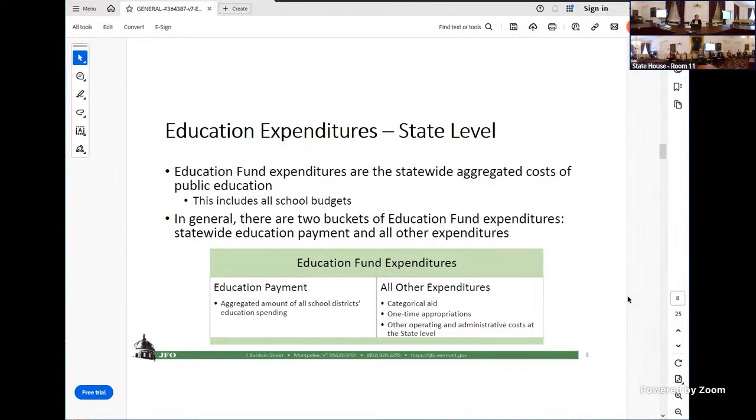And so again, we can think of the Ed Fund sort of in two buckets. We can think of the first bucket as the education payment. And this is literally the sum of all of the education spending that we just spoke about. Sum of all school districts' education spending. And then we have all other expenditures coming out of the ed fund. So these are those categorical aid programs we were talking about, one-time appropriations, and other operating and administrative costs at the state level for the education fund. The Agency of Education, its primary funding is not coming out of the education fund.